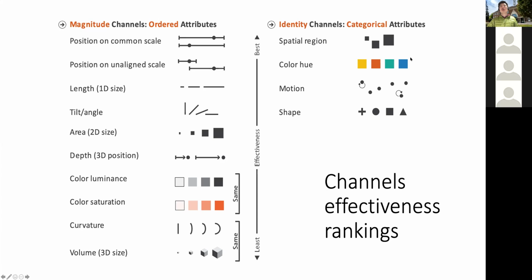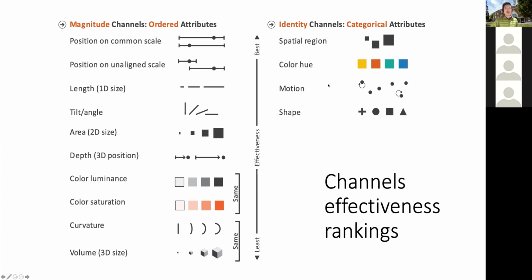We have a similar situation on this side. The first one is spatial region. What it means is, if you have different types, the most effective way to show the types is to group all the items belonging to the same type together. Imagine you have one group here, another group here, and maybe a third group here, each group with lots of different items inside. This is the most effective way to show different types or categories.